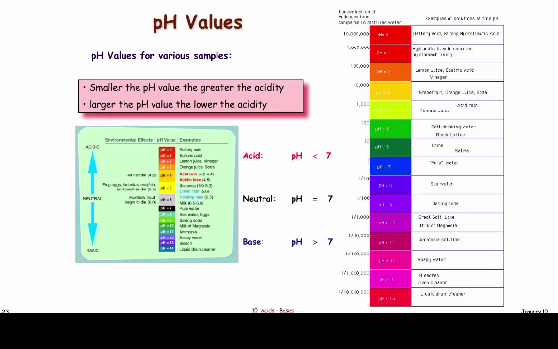Seawater is slightly basic, pH of 8. Baking soda is actually basic, pH of 9. The Great Salt Lake and milk of magnesia are very basic, pH of 10. Ammonia has a pH of 11. Soapy water, pH of 12 in some cases. Bleach and oven cleaner, pH of 13. And liquid Drano cleaner, pH of 14.